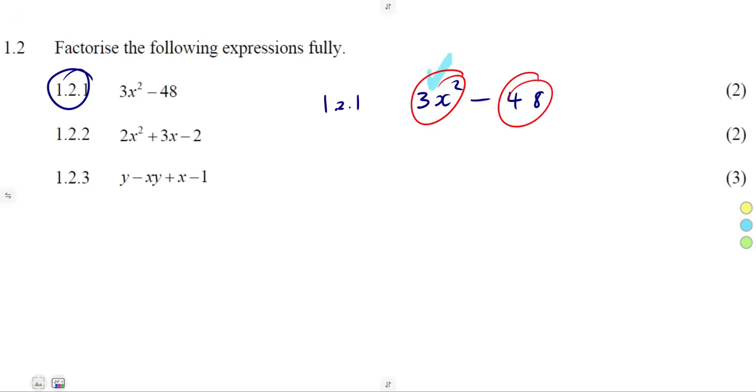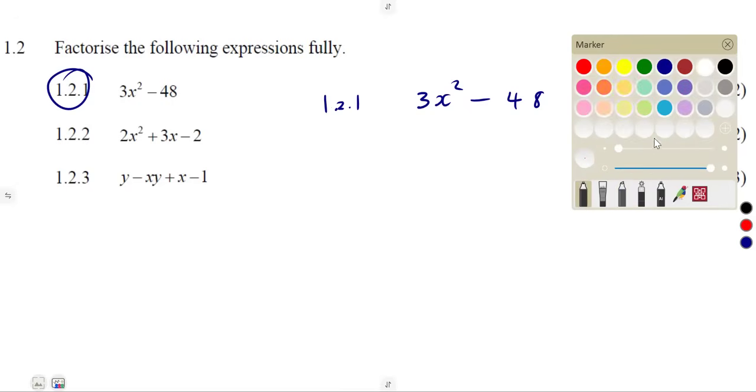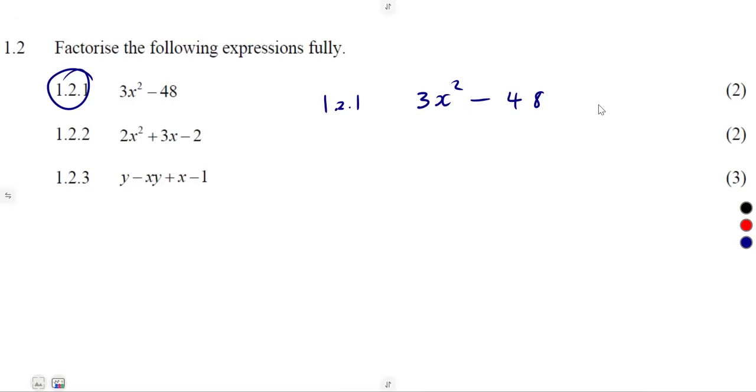So when you are given two terms, guys, use the golden rule. Look for the highest common factor. Always look for the highest common factor.